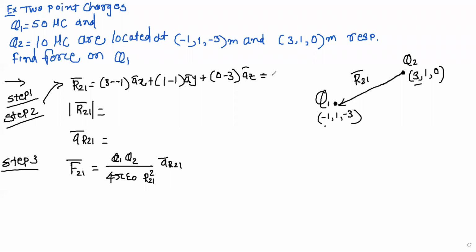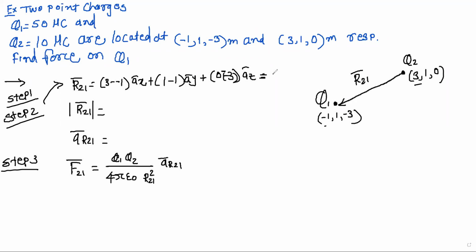Is there anyone from class? Sir, it will be 0 minus of minus 3, na? Which one? That a bar z. 0 minus of minus 3. Yes. It will be 0 minus of minus 3. Correct. Minus of minus 3. Yes. So how it will be? 4 a bar x plus 3 a bar z. Correct.